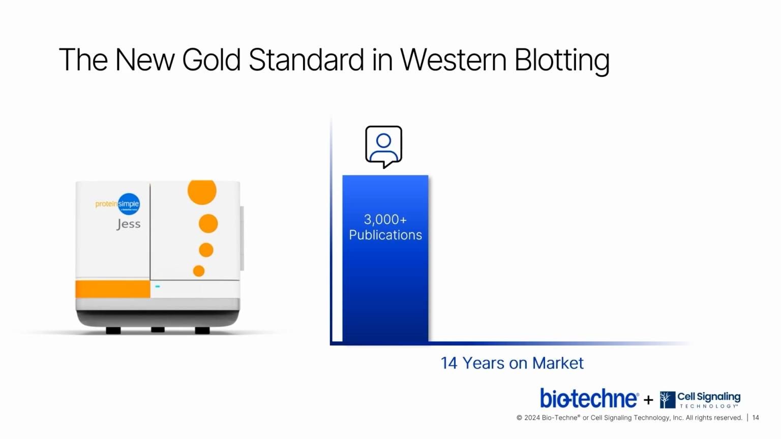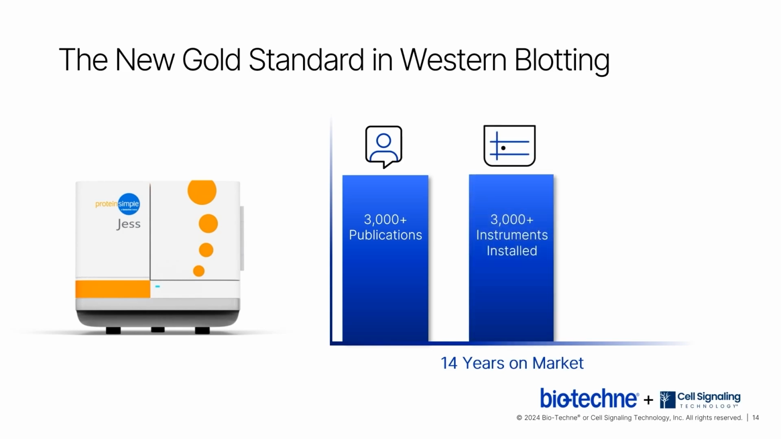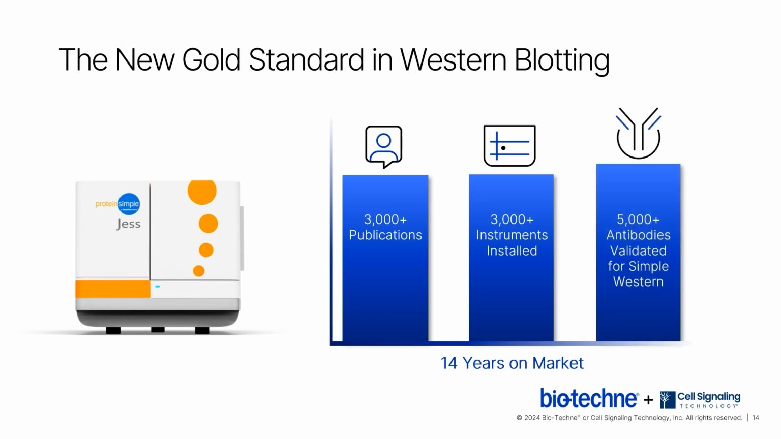everything in between. The Simple Western platform now has a global footprint of more than 3,000 instruments, which should instill some confidence that the platform is depended upon by many researchers already, even if this is the first time you're hearing about it. And through that journey, we've seen our customers and antibody vendors validate over 5,000 antibodies for use on the Simple Western platform. This validated antibody list is derived from over 70 antibody vendors and includes nearly 2,000 antibodies from Bio-Techne, with another sizable contributor being Cell Signaling Technology.